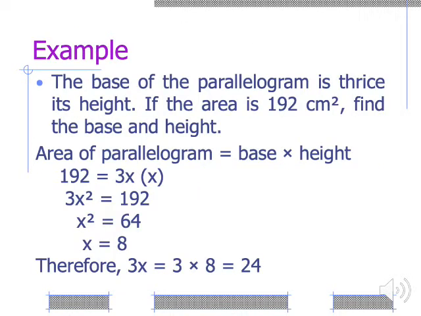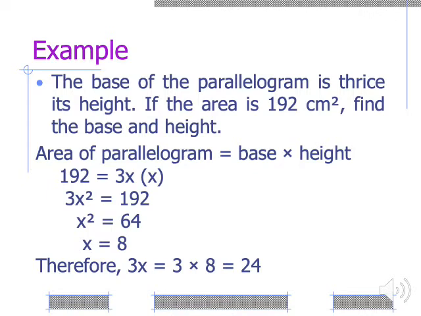Okay, so let us have this example. The base of the parallelogram is thrice its height. So we are not given the measures of the base and the height, but we're given the condition that the base is 3 times its height. So we can assume that the height is an unknown x and the base is 3x because it's thrice its height. And we're given the area which is 192 square centimeters, and we are asked to find the dimensions of the base and the height.